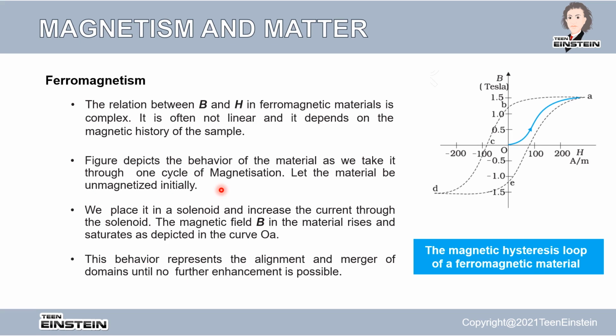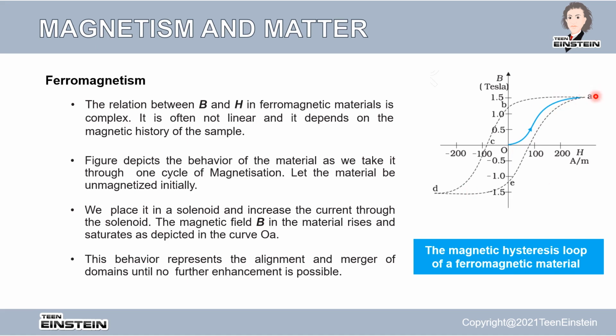Let the material be unmagnetized initially. So the material is at a point O. Now we are putting the material inside a solenoid so that it can experience an H, and the magnetic field B in the material rises and saturates as depicted at the curve OA. So we are increasing the current in the solenoid, so we are increasing H. When we increase H, it traces this path and it goes to saturation at A. So it goes through O to A.